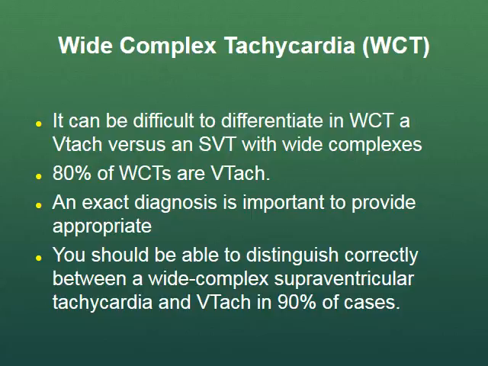So we have these wide complexes due to the bundle branch block, but they still have a sinus rhythm, and then they go into SVT. It can be easy to mistake that for VTach because they have wide complexes and no P waves. But there are some ways to differentiate between SVT with aberrancy and VTach. When in doubt, treat for VTach. It's the most lethal of the two rhythms, and the majority of patients are going to actually be in VTach. It's about 80%.